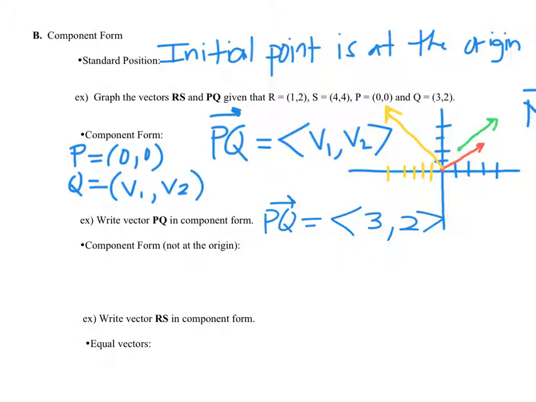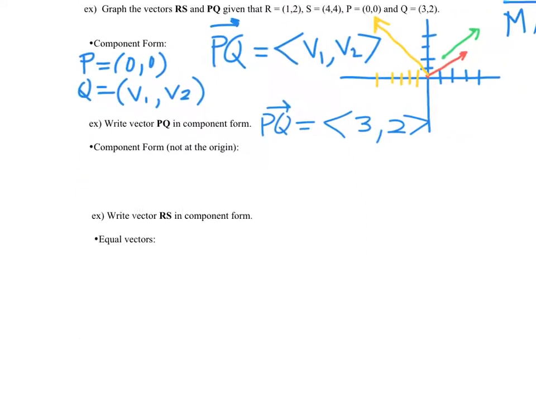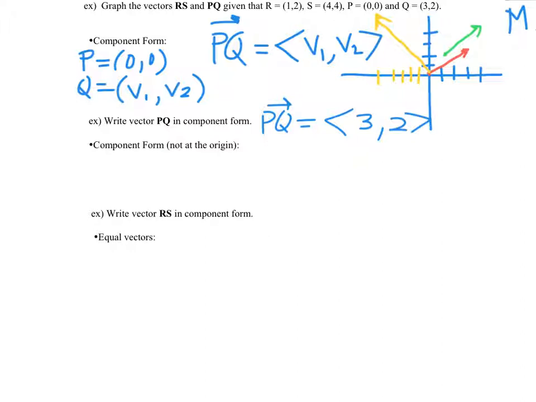All right, so now how do we get a vector in component form when it's not at the origin, like the vector RS?